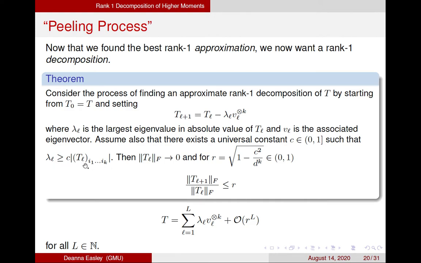Assume also that there is a lower bound on lambda_l. Then not only do the residuals decay to 0, but we actually recover a linear upper bound on the decay rate. Then the result is for T to be equal to the sum of all of these terms we're subtracting off. In this, right here, this will be our rank 1 decomposition.